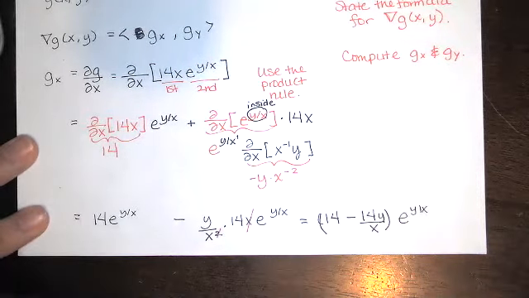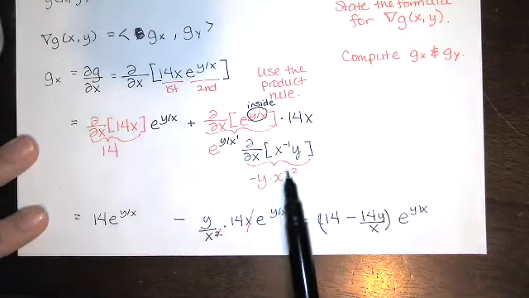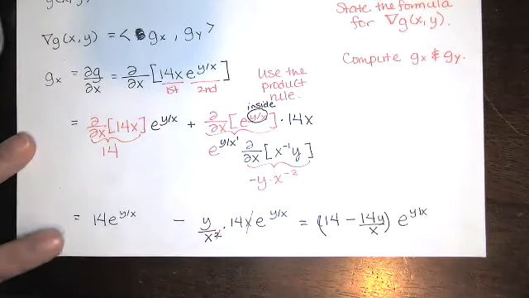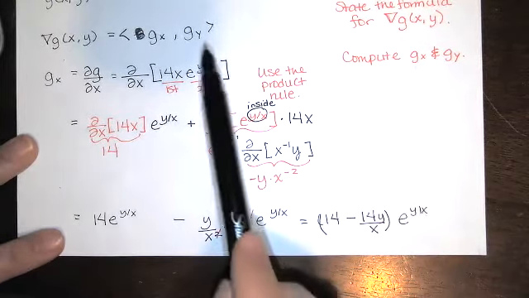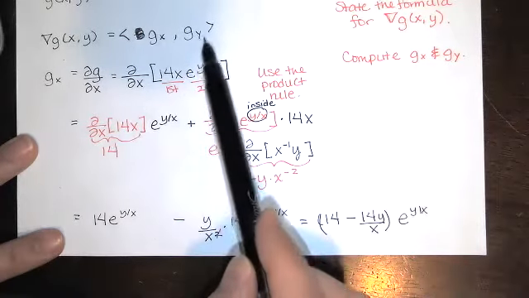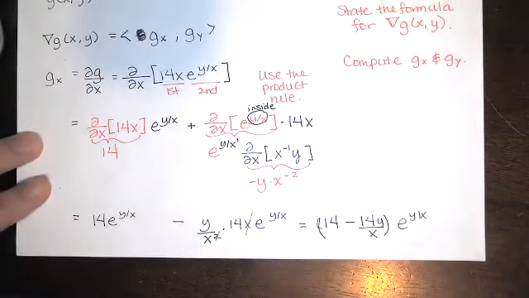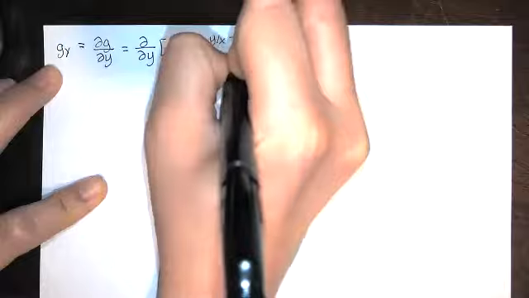Now you want to be very careful here. Whenever you're taking a partial with respect to x, you treat y as a constant and differentiate with respect to x. When we take the partial with respect to y, which is what's necessary for us to do next, we have to treat x as a constant and differentiate with respect to y. So let's do that. So you could write that as the partial of g with respect to y, or the partial with respect to y of 14x times e to the y over x.